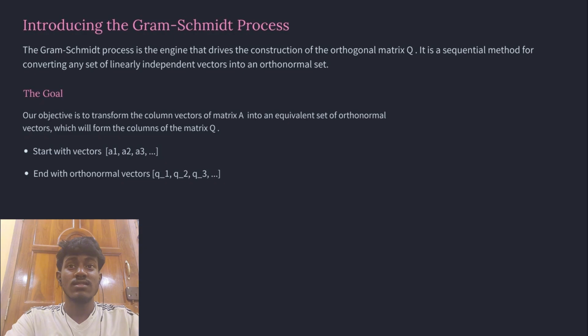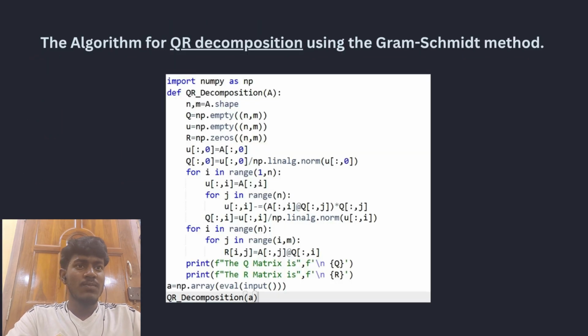First, we start with the vectors A1, A2, A3, etc., and end with orthonormal vectors Q1, Q2, Q3, etc. Now, let's take a look at this Python code.